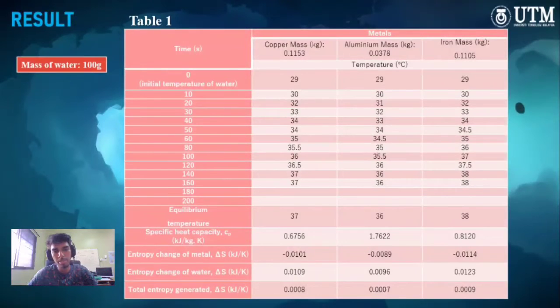And for aluminium, the initial was 29 degrees Celsius, and then the temperature of water was increased until 36 degrees Celsius. So that is the equilibrium temperature for aluminium. And then for iron, the initial was 29 degrees Celsius, and then it was increased to 38 degrees Celsius as the equilibrium temperature for iron. Besides recording temperature, we should also calculate the specific heat capacity, entropy change of metal, entropy change of water, and also the total entropy generated.